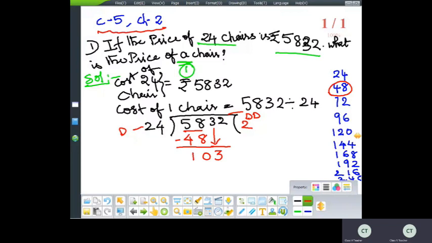So now 103 is the number. In the 24 table, you can see 96. So 24 fours are 96. Then subtract it. How much will you get? 0, 7. Get this 2 down. 72.